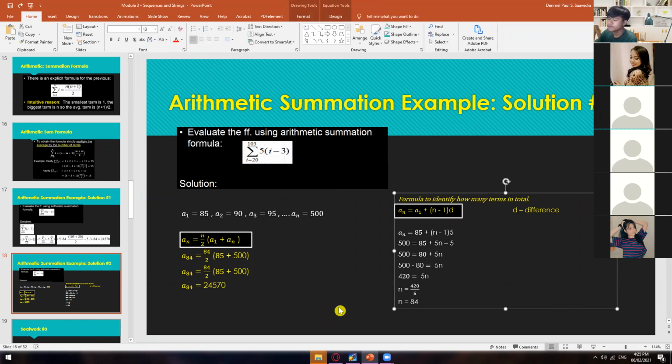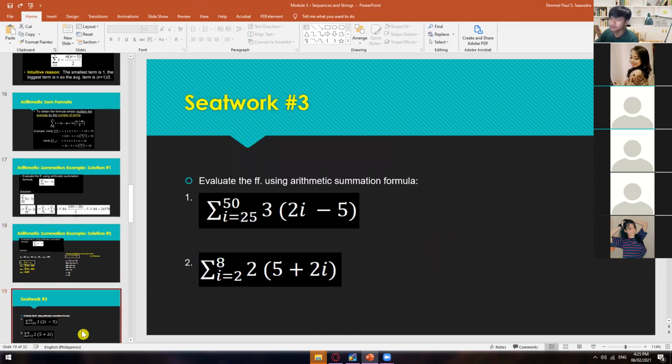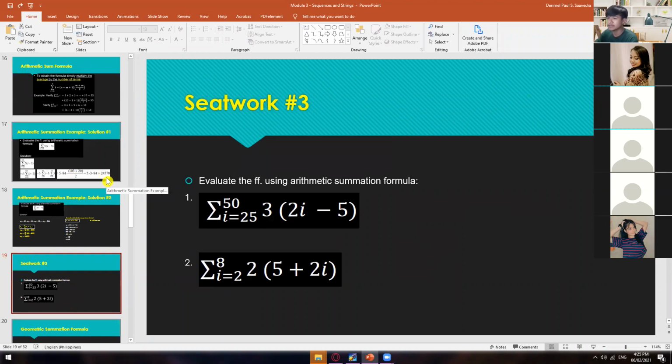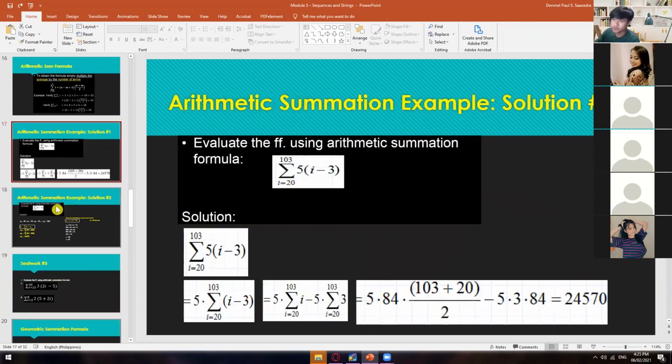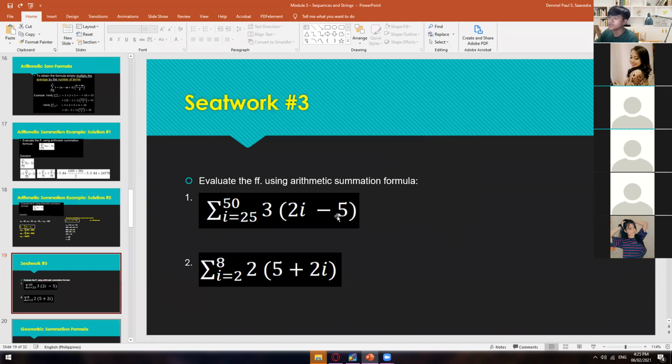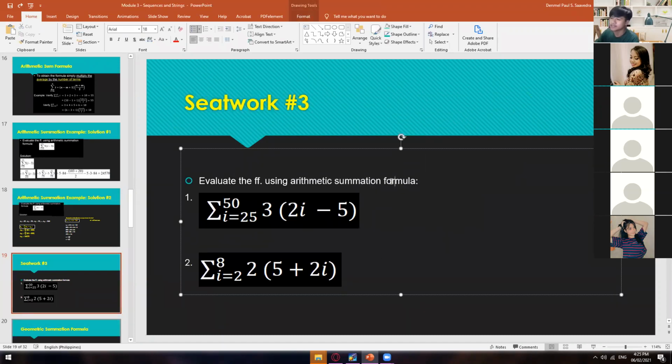All right. So if you guys do not have a question anymore, then you may now proceed in answering seat work number 3 once you're done in understanding those examples. Okay, so for seat work number 3, evaluate the following using arithmetic summation formula. Okay, so ranging from 25 to 50, and then 2 to 8. And then here's the given formula.